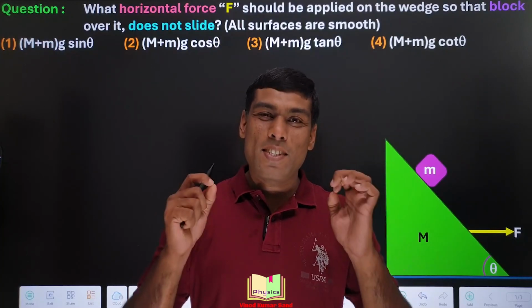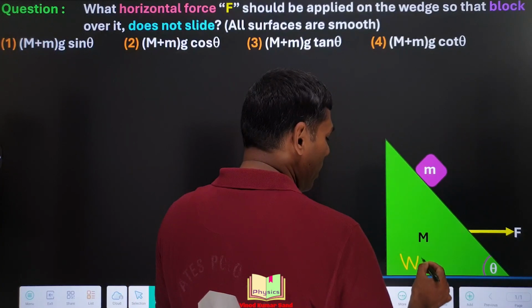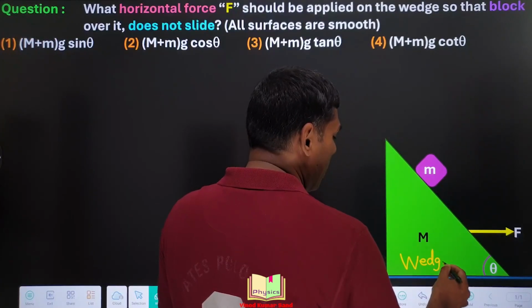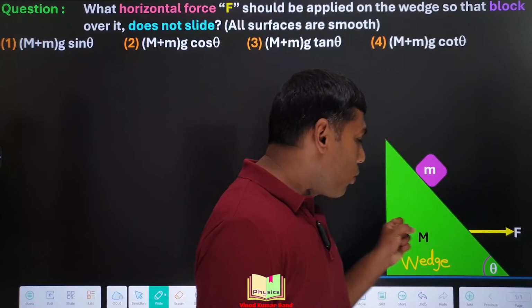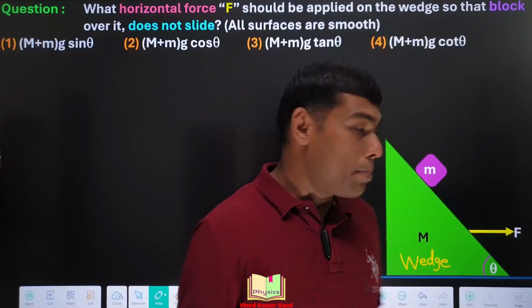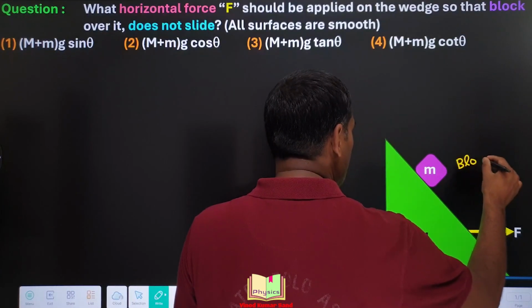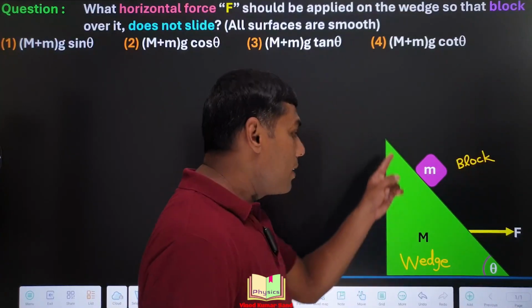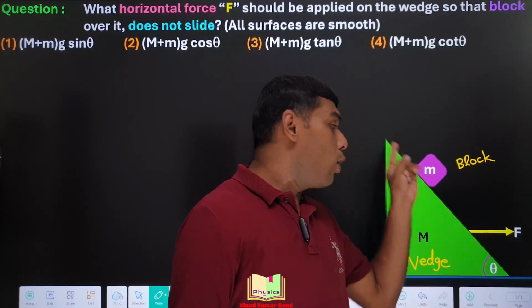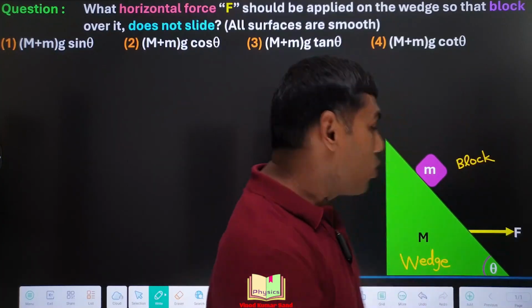Hello everyone, this is a very beautiful question of Newton's laws of motion. We have a wedge here having the mass capital M. This wedge is pulled horizontally by an external force capital F such that this block of mass small m neither slides down the incline nor up the incline. Actually, the entire system moves only horizontally.